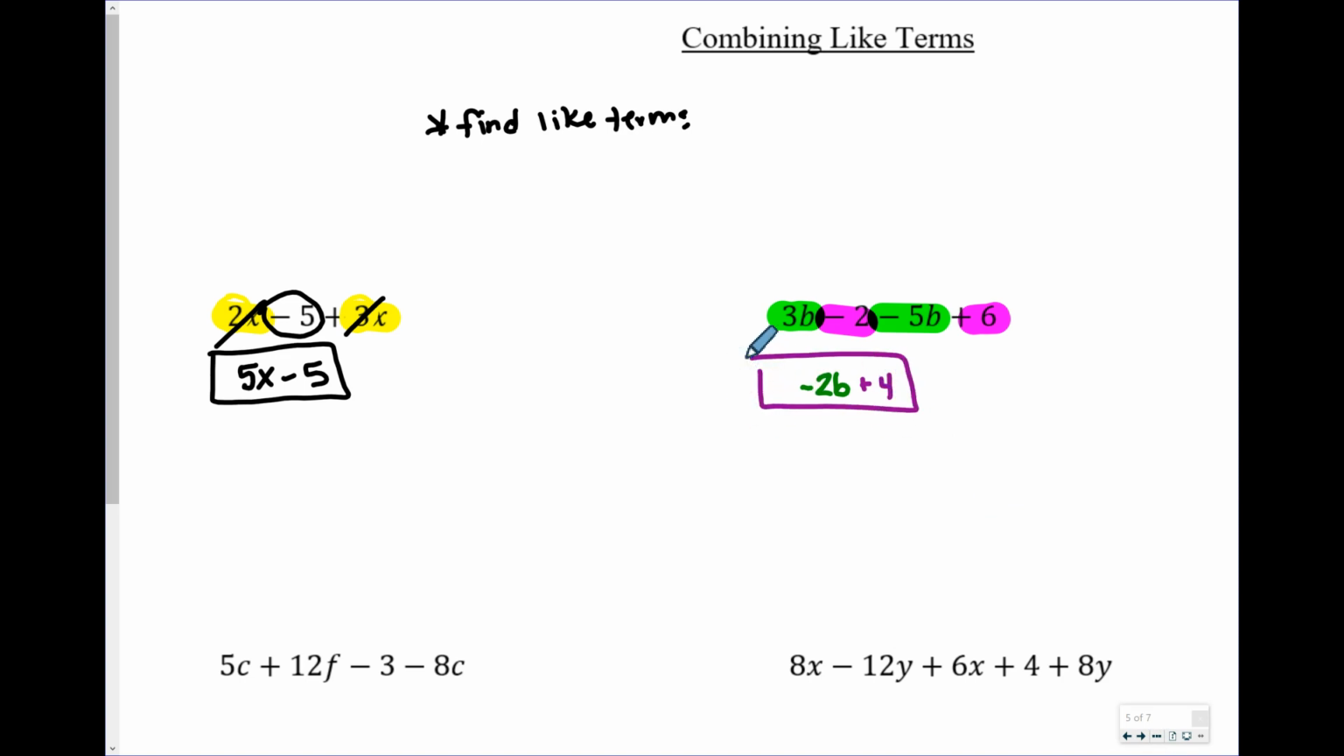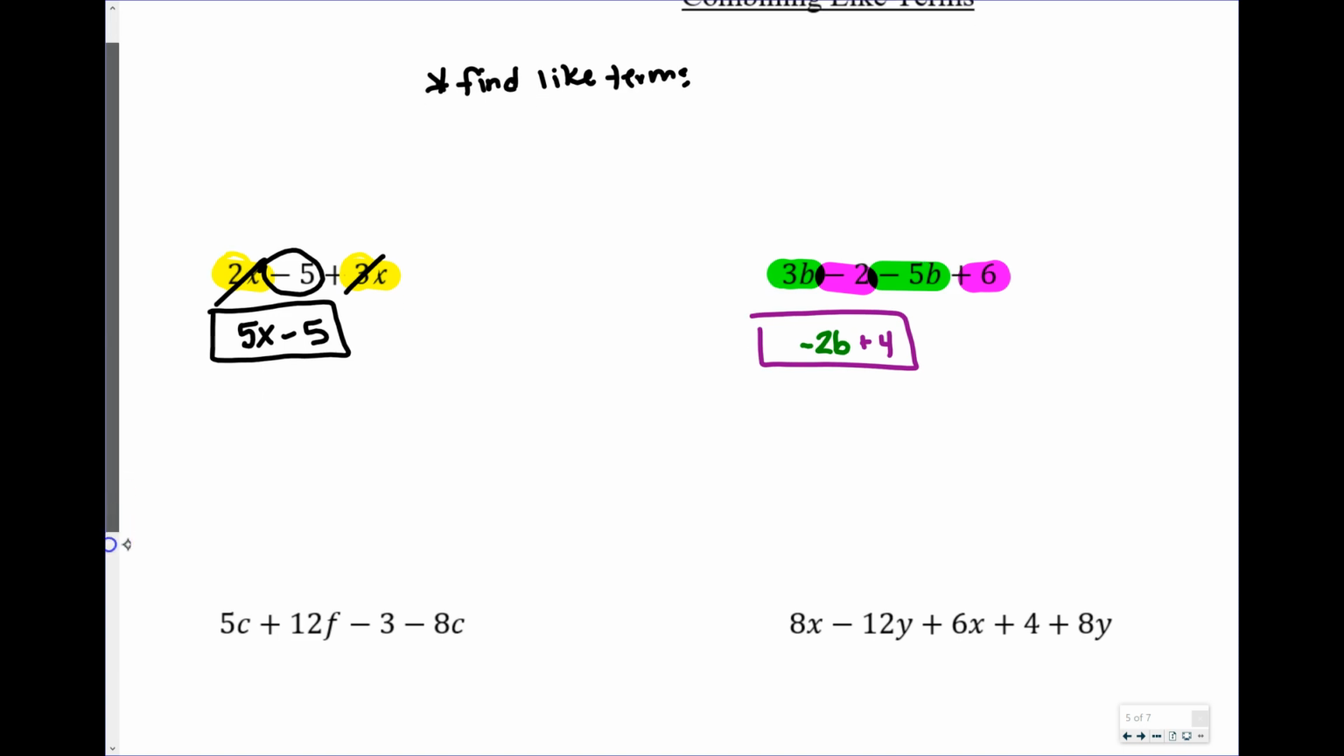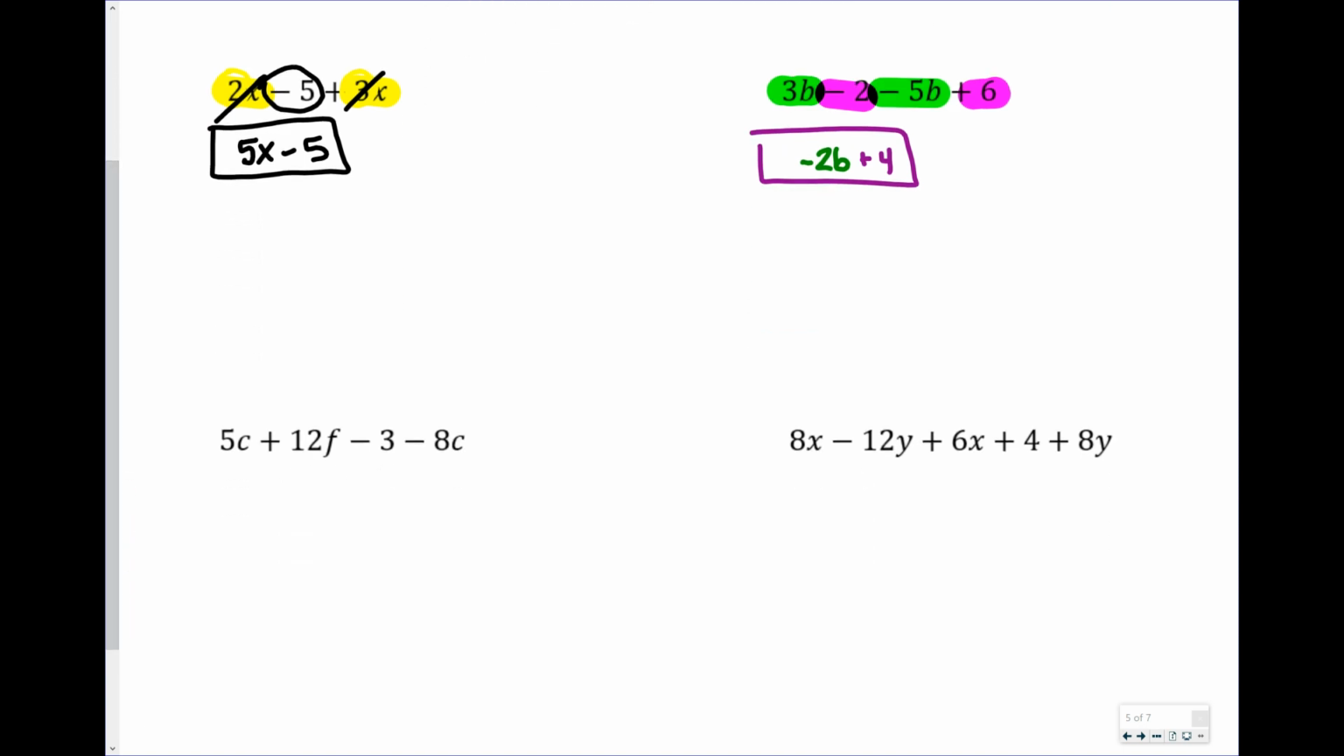Okay. Again, color is extremely helpful. If you don't want to use color, you can also use shapes. So I see that 5c and negative 8c are like terms. Okay. Then 12f doesn't have a like term. I'm going to use a triangle. And negative 3 doesn't have a like term. I'm going to use a circle.